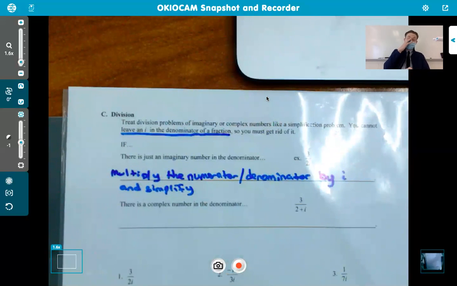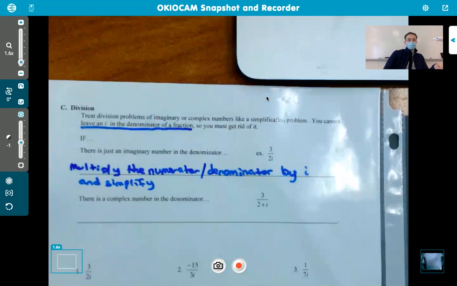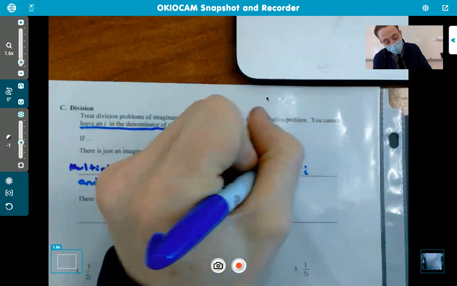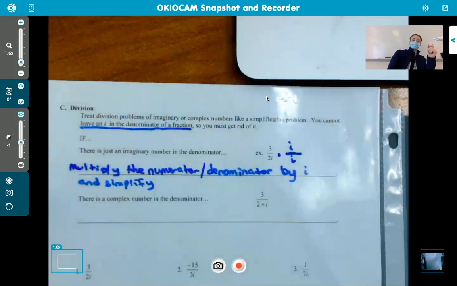i over i, good question. So I was going to show that there in a second. You're multiplying both the top and bottom, the numerator and denominator, by i when your number is an imaginary number in the denominator, okay? So we have this example here. I have 3 over 2i. I'm going to multiply top and bottom by i. So it's going to be i over i.